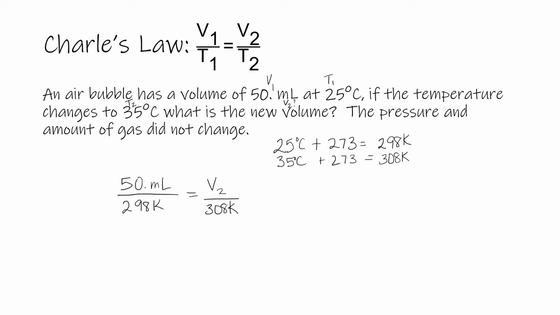Now we need to solve for volume. To move 308 to the other side, we're going to multiply both sides by 308 Kelvin. That cancels that out. So volume 2 is equal to, and then we just plug this into our calculator: 308 times 50 divided by 298. Rounding to two significant figures, our new volume is 52 milliliters. So not very much different from our initial volume, but our temperature didn't really change that much either. So that's how to do Charles's law.